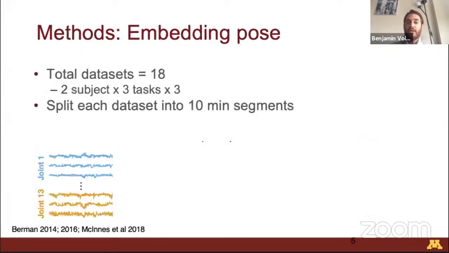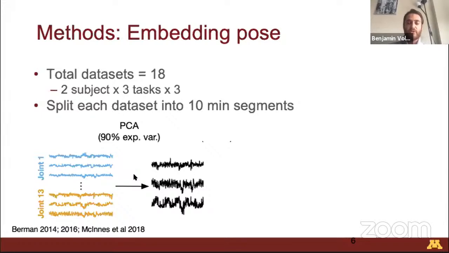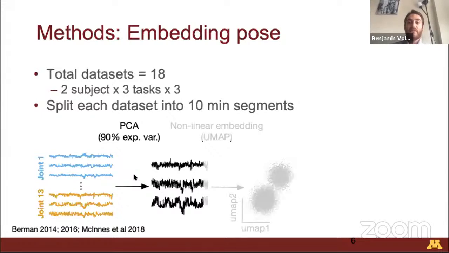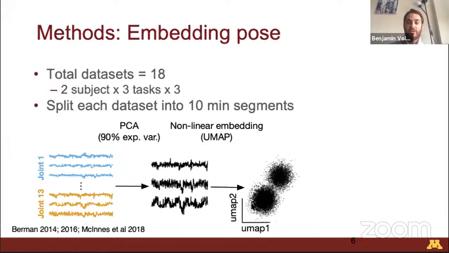So in total, we collect 18 data sets. That's 2 subjects, 3 tasks, 3 examples from each. And we're going to split each data set into 10-minute segments to sort of trialify the data. So to get a holistic picture of the kind of stereotyped behaviors that the monkeys perform in this cage, we used a dimensionality reduction technique called UMAP, Uniform Manifold Approximation and Projection. So we take our high dimensional matrix of joints, reduce it via PCA to improve the computational time for UMAP, and then let UMAP learn a lower 2-dimensional embedding.